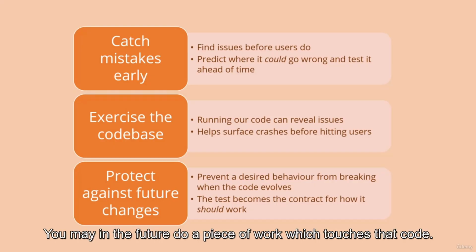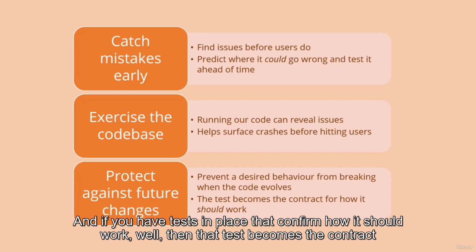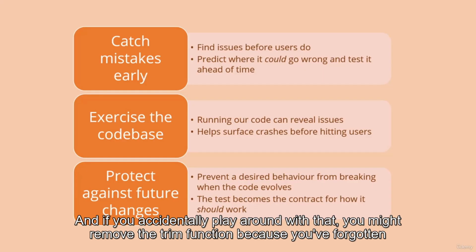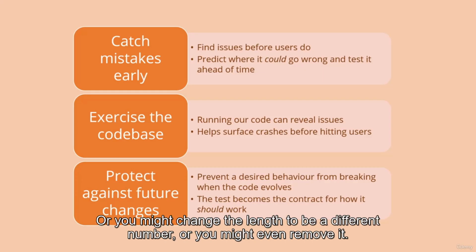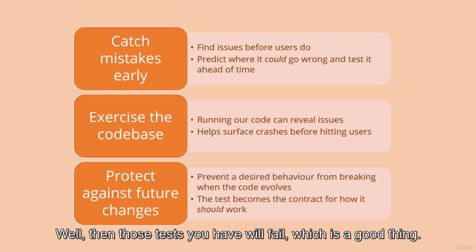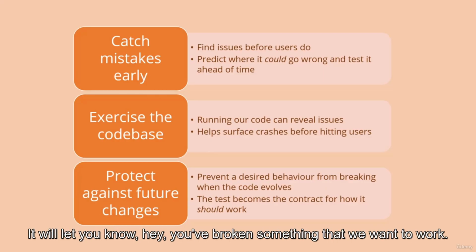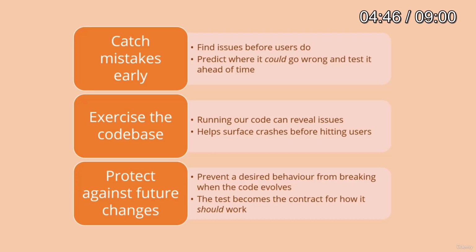You may in the future do a piece of work which touches that code, and if you have tests in place that confirm how it should work, well then that test becomes the contract for how it should work. And if you accidentally play around with that, you might remove the trim function because you've forgotten why you included it, or you might change the .length to be a different number, or you might even remove it. Well then those tests you have will fail, which is a good thing. It will let you know, hey, you've broken something that we want to work. It takes early to exercise the codebase and to protect against future changes.